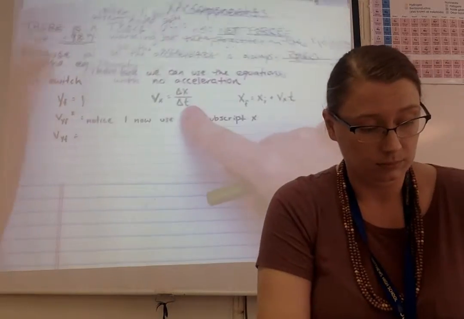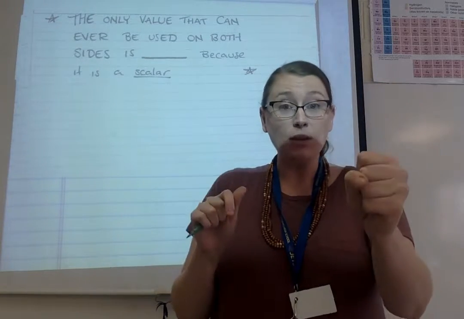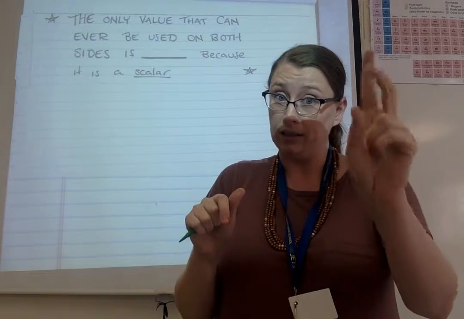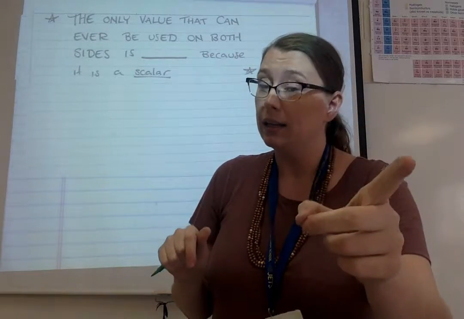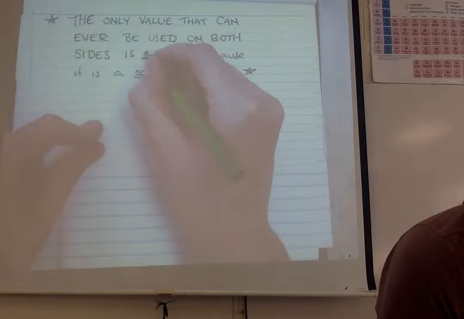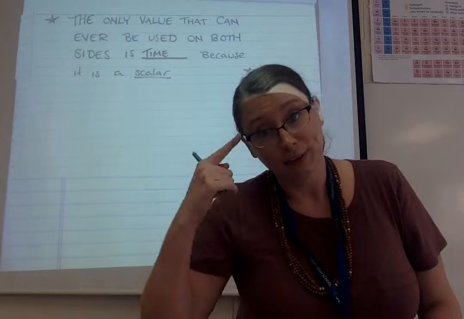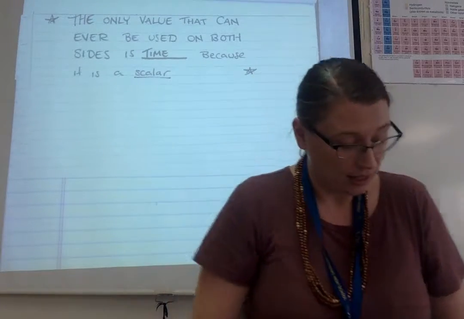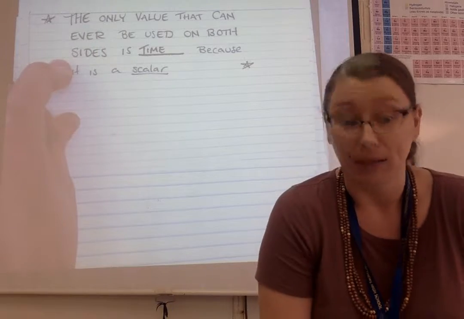So here we go. The only value that could ever be used on both sides in a two-dimensional projectile motion problem is, you got it, time. And this is because time is a scalar. Time doesn't care which direction you're going. It's going to keep on going forward until you're old like me. All right, make sure you write that down. You got it? All right, let's go.